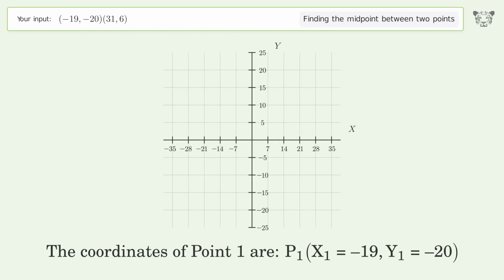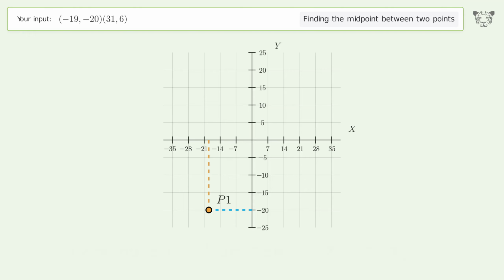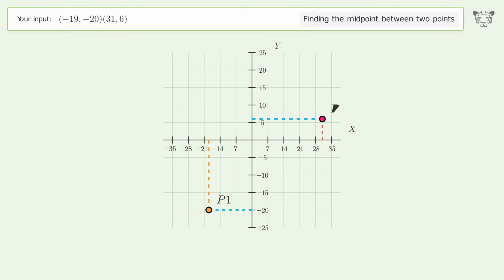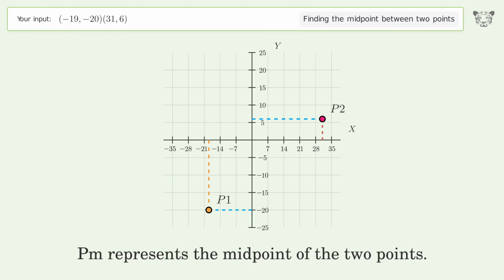The coordinates of point 1 are x1 equals -19, y1 equals -20. The coordinates of point 2 are x2 equals 31, y2 equals 6. PM represents the midpoint of the 2 points.